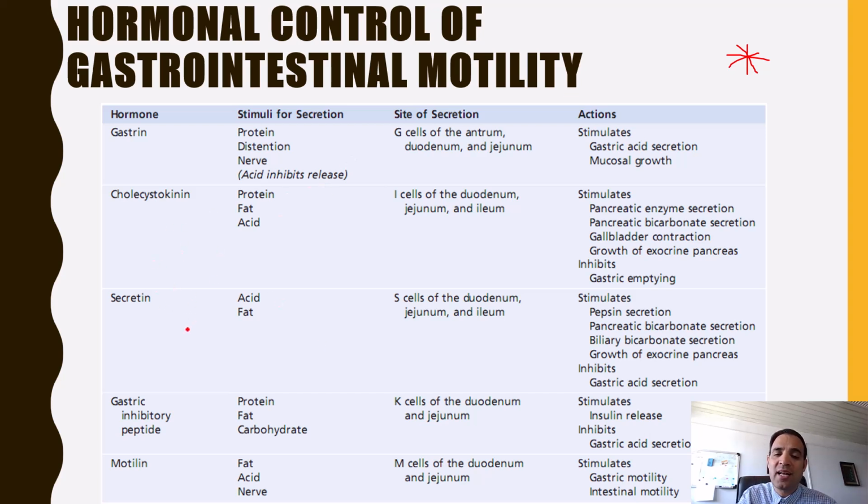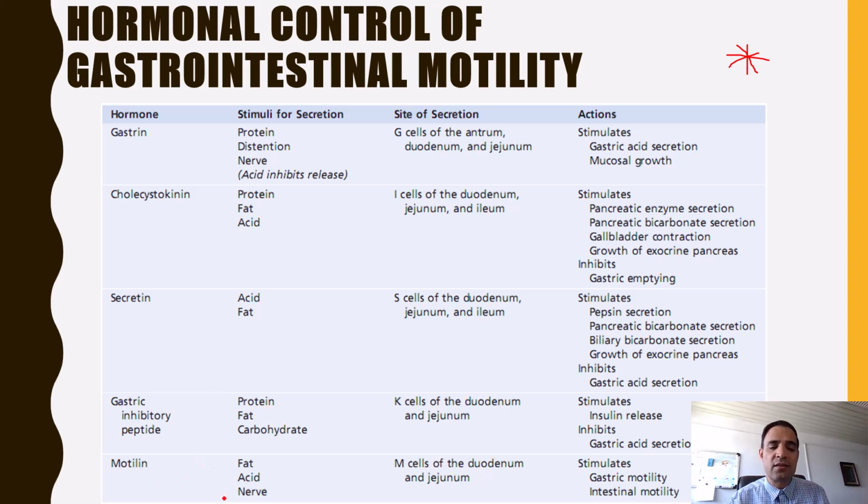Another hormone is secretin. Again, you see S cells in the duodenum stimulate pepsin secretion from the stomach, pancreatic bicarbonate secretion, and biliary bicarbonate secretion. Some other hormones such as GIP. GIP is released by K cells in the duodenum and stimulates insulin release. Pay attention: GIP stimulates insulin release from the pancreas, and in fact it generates a feed-forward mechanism. In advance of carbohydrate absorption, insulin will be stimulated.